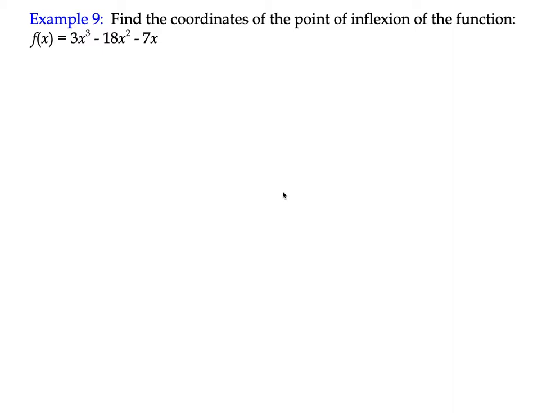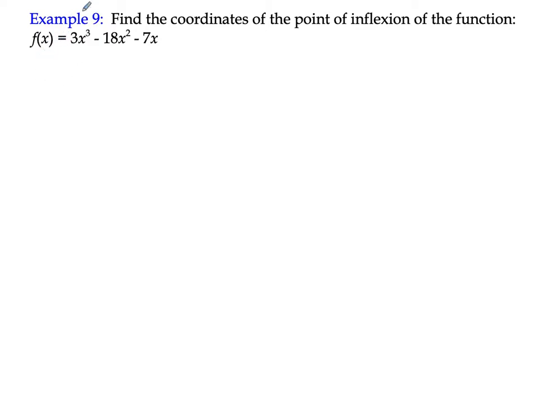So we're going to have a look at a different function. This time in Example 9, find the coordinates of the point of inflection of this function: f of x equals 3x cubed minus 18x squared minus 7x. The first thing is to identify where a possible point of inflection could be, and that's when the second derivative is equal to 0.